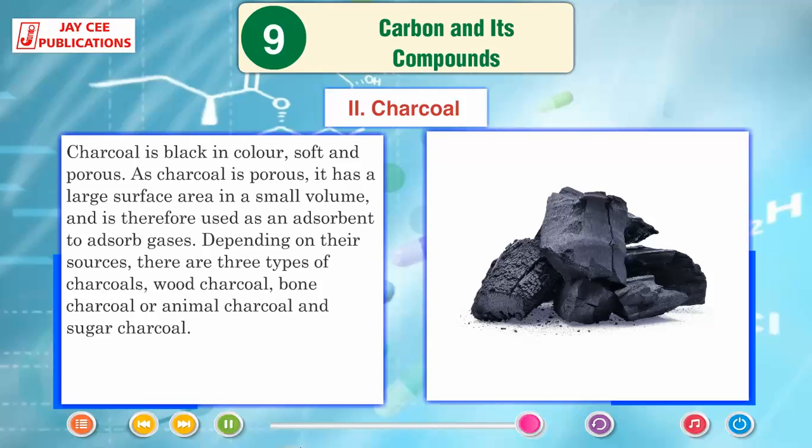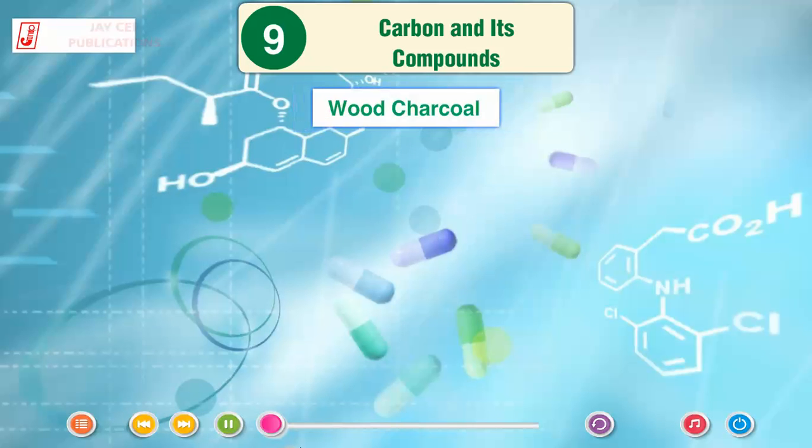Charcoal is black in color, soft and porous. As charcoal is porous, it has a large surface area in a small volume and is therefore used as an adsorbent to adsorb gases. Depending on their sources, there are three types of charcoals: wood charcoal, bone charcoal or animal charcoal, and sugar charcoal.